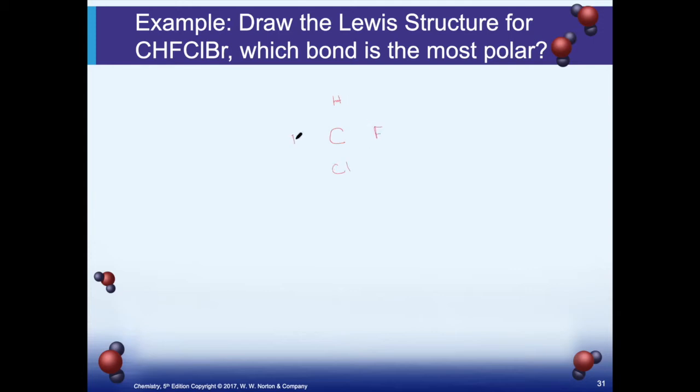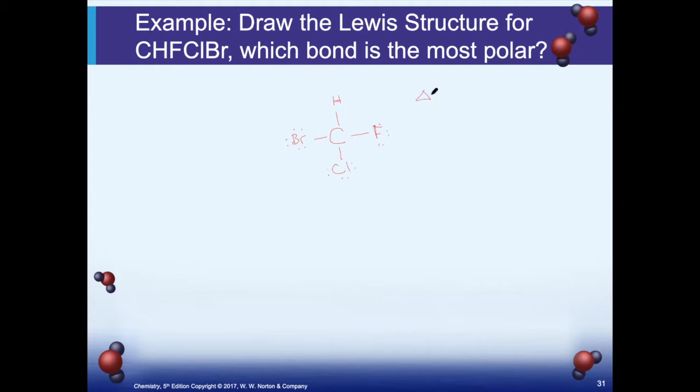And I'm just going to cut to the chase here. If you do the process that we went over in lesson 1, you would get this Lewis structure. And of course we have lone pairs around these halogens to give them their octet. And hydrogen does not have that because it's happy with just the 2 electrons. So the question says, which bond is the most polar?